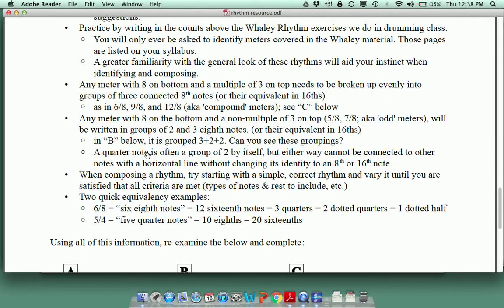And that's actually addressed right here. A quarter note is often a group of 2 by itself, but can't be connected to other notes with a horizontal line without changing its note value.